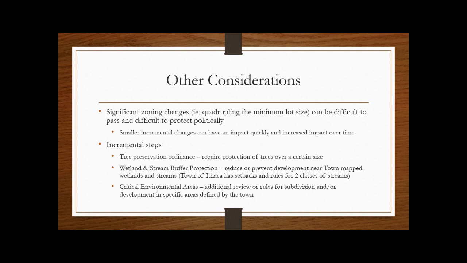So some incremental steps: a tree preservation ordinance. Lots of communities have requirements that when you're going to develop on a parcel, you have to map out the trees over a certain size. It's usually the breast height diameter of the tree that's used. Tree preservation ordinances generally either require the protection of trees or require any removed trees over a certain size to be replaced either on site or in another location. Actually, the city of Buffalo even has a tree preservation ordinance that requires any removed tree to be replaced, and they allow it to be replaced in city parks if there isn't room on the lot to do that.